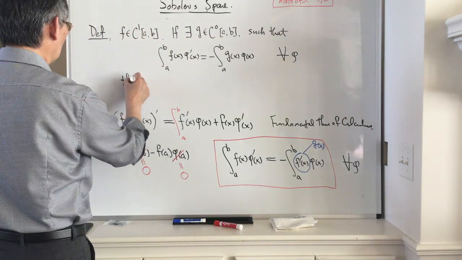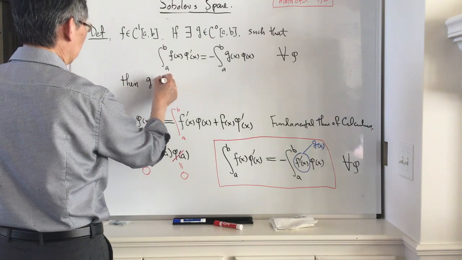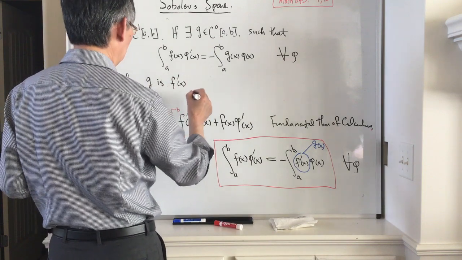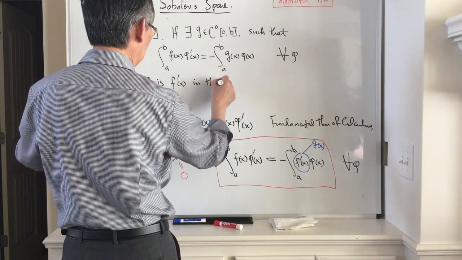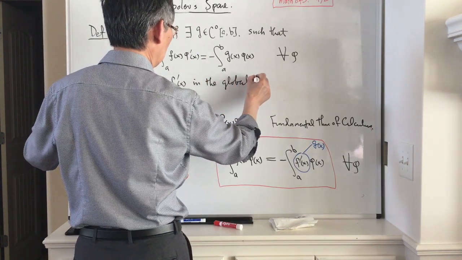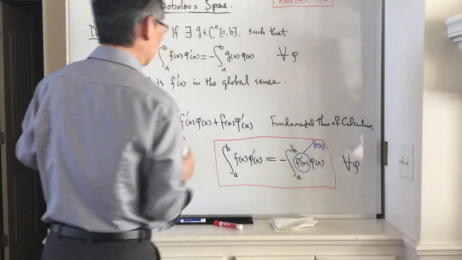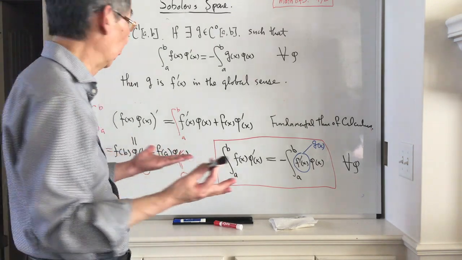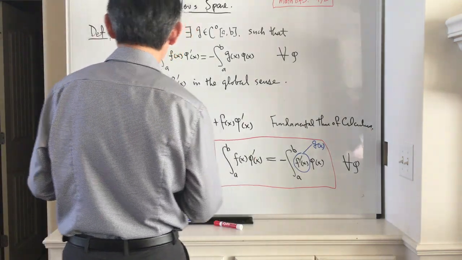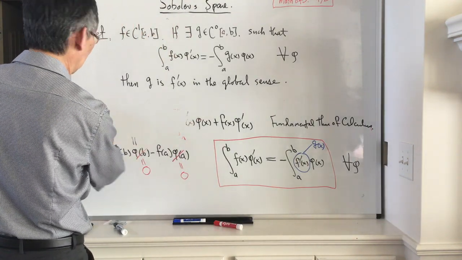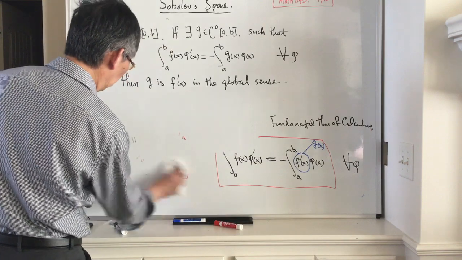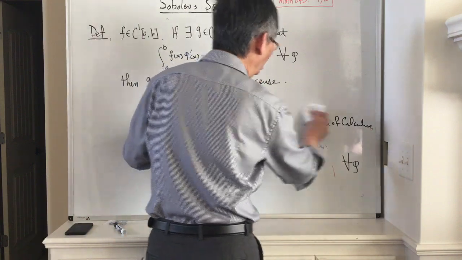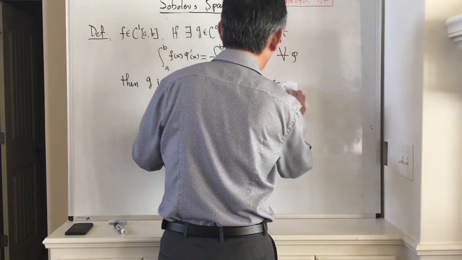So then g is f prime(x) in the global sense. This is considered as a new definition for the derivative. However, we need to justify it. From the justification, we're going to see that if g satisfies this condition, such a g exists, then this g is not going to equal something else. It's always equal to the original derivative f prime.